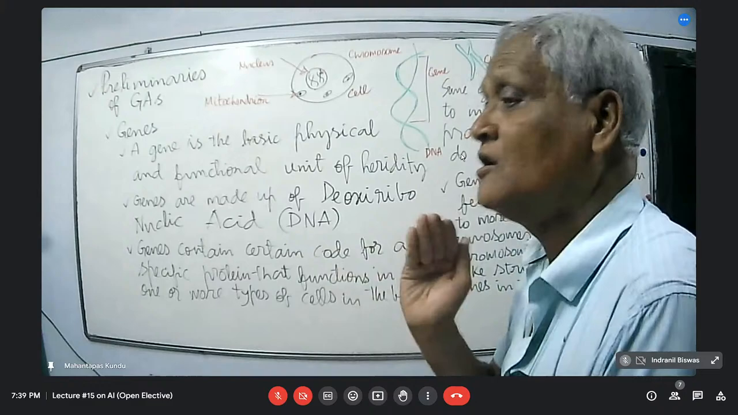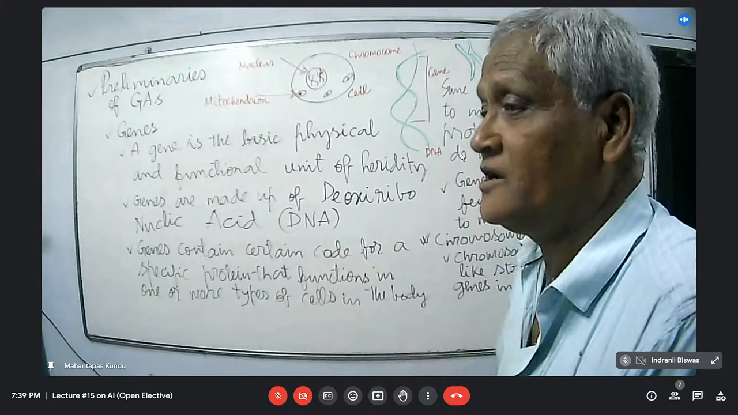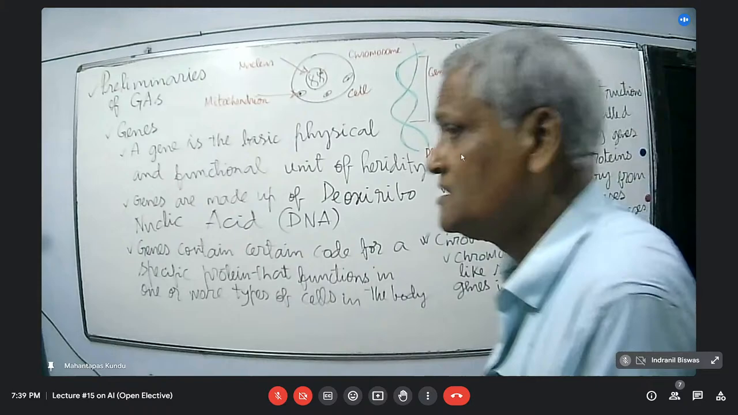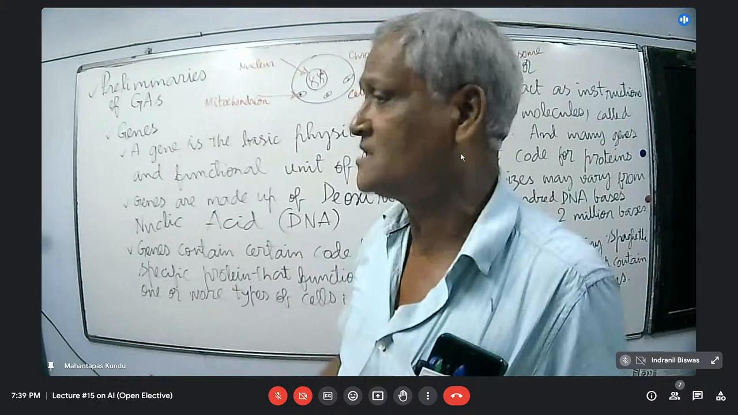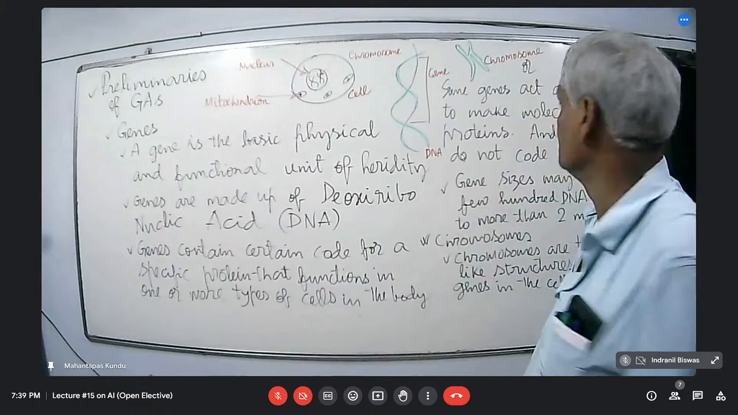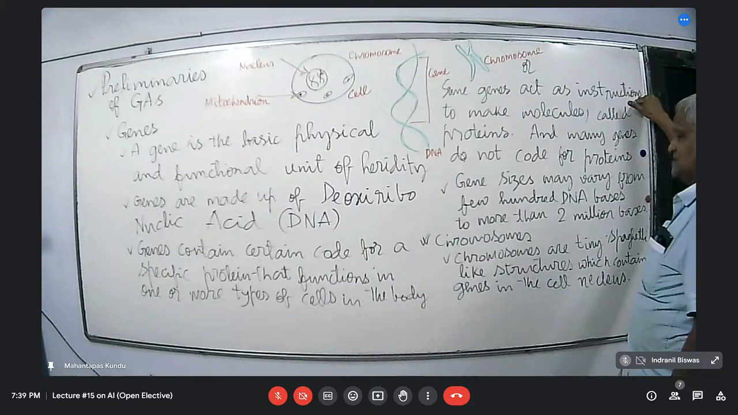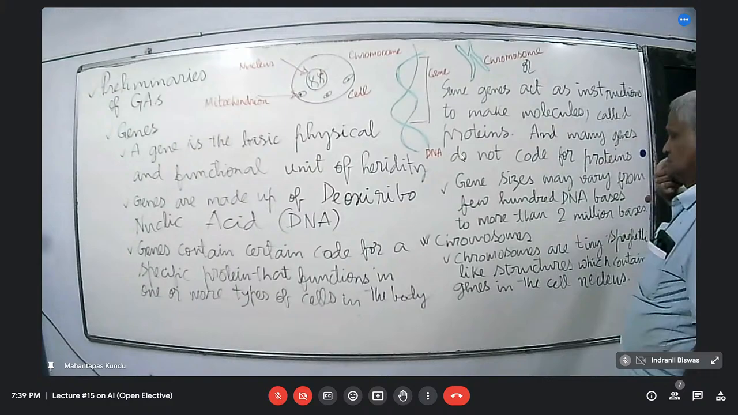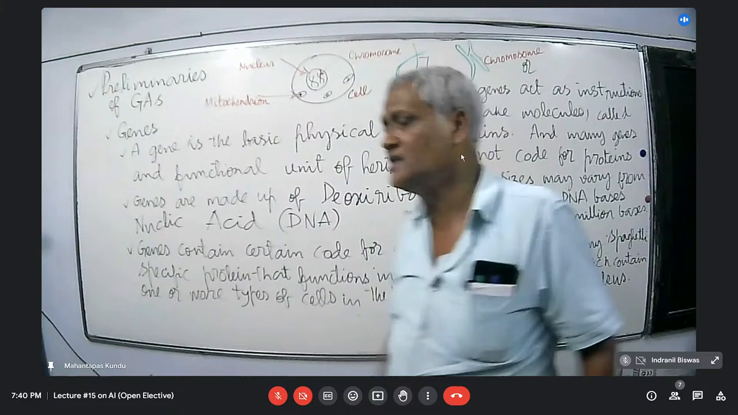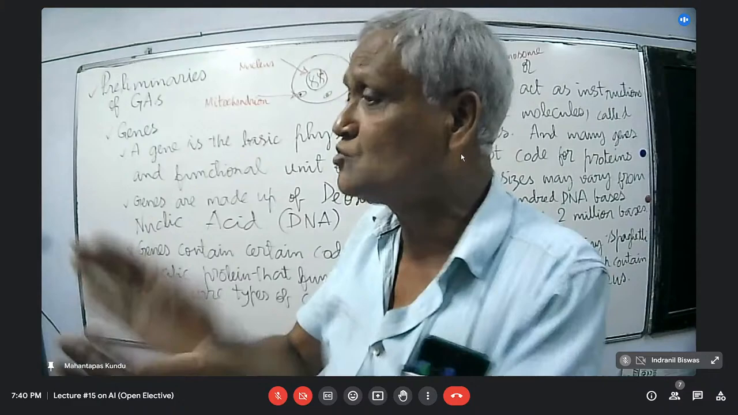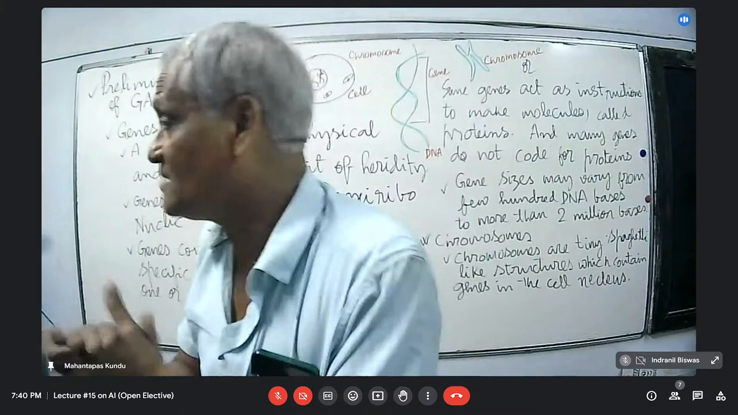And what kind of protein? All proteins are not the same. They are not structurally and functionally the same. What kind of proteins will be synthesized within a cell, that code is stored in genes. So, in other words, some genes act as instructions to make molecules called proteins. Because proteins determine the cell function.